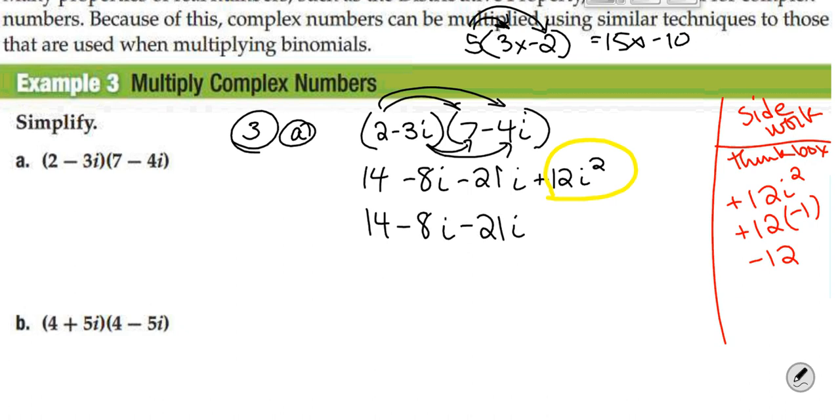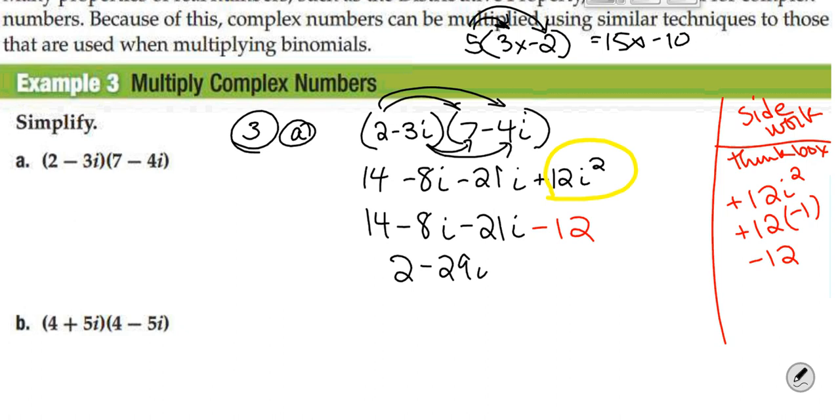To be super honest, a lot of times I'll write this row that's right here, and then I'll just cross that out and go minus 12 instead. But this is our notes, so we want to write ourselves things that we'll be able to recognize and follow later on. So 14 minus 12 is 2. Minus 8i minus 21i is minus 29i, and that one's simplified.